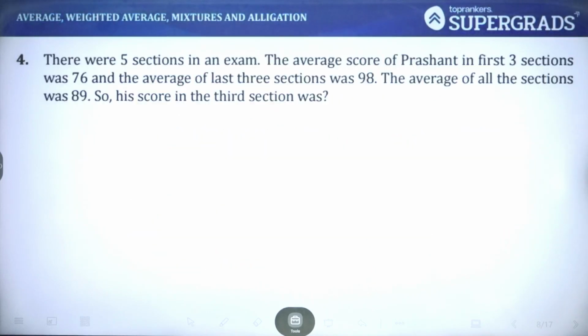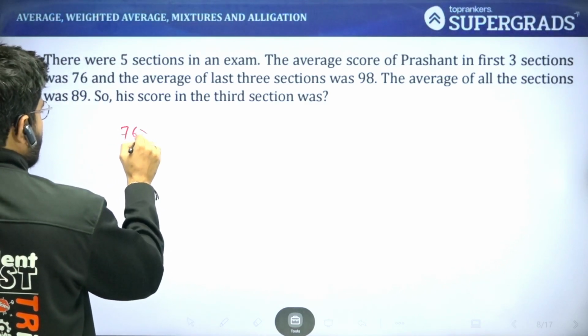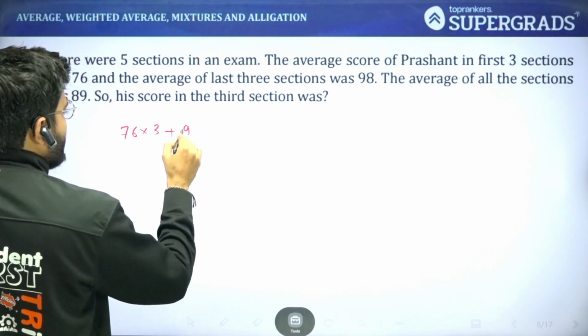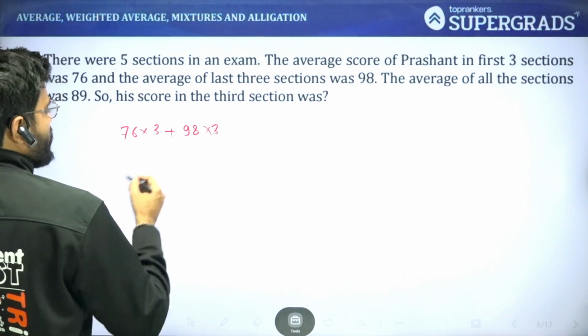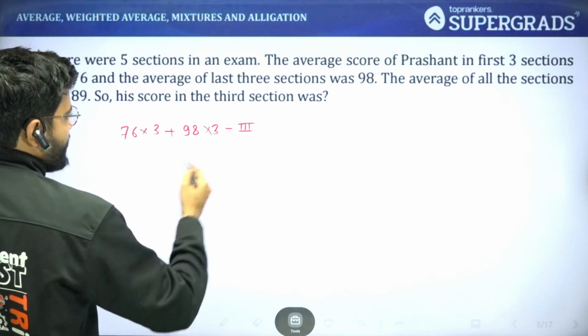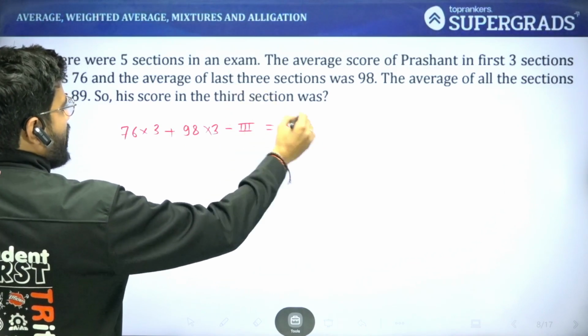There were 5 sections in an exam. The average of Prashant in first 3 sections was 76. So these are miscellaneous type of questions which we will be solving by using the formula. So the average of first 3 sections is 76, so I can write the sum total of 3 sections is 76 into 3. And the average of last 3 sections is 98, plus 98 into 3. The average of all the sections was 89, minus the third section. Minus the third section will be equal to 89 into how much?